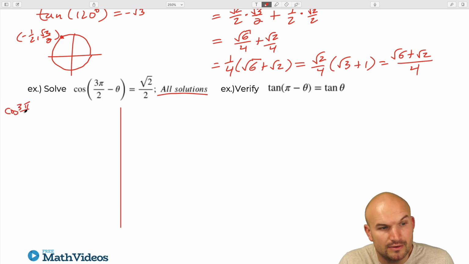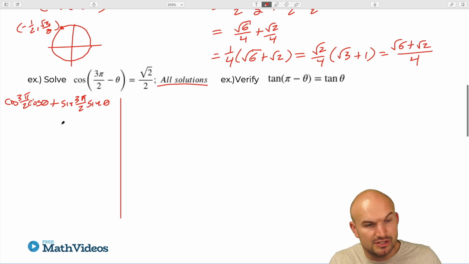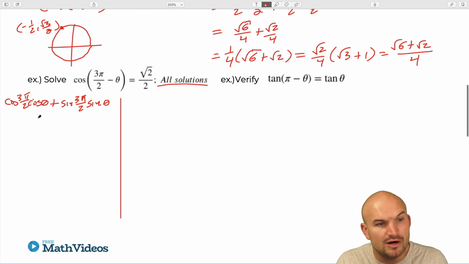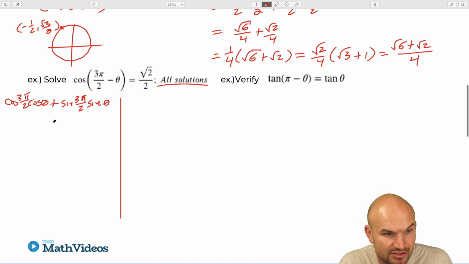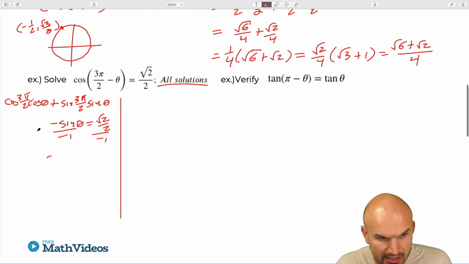All right, so if I was going to use the formula, though, it'd be the cosine of 3 pi over 2 times the cosine of theta plus, right, remember it's the opposite sign, sine of 3 pi over 2 times the sine of theta. Okay, so cosine of 3 pi over 2, again, using unit circle, that's going to be 0. And then sine of 3 pi over 2, that's going to be a negative. So this would be a negative sine of theta equals a square root of 2/2. So divide by -1, divide by -1.